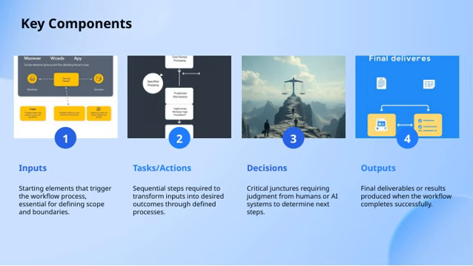Then there are decisions. These are critical points in the workflow where judgment is required, either by humans or AI systems. These decision points determine the next steps, and they're often where the process might branch or need adjustments based on the situation. Finally, outputs are what we get at the end of the workflow. These are the final deliverables or results, and they represent the successful completion of the process. Understanding these components helps us design efficient workflows that are clear, manageable, and aligned with our overall goals.